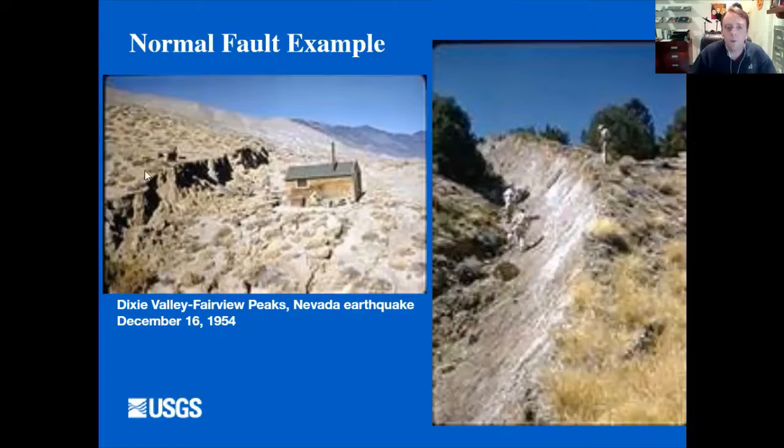On the picture on the left-hand side over here, the opposite is still a normal fault, but the side of the house actually dropped relative to the other side.